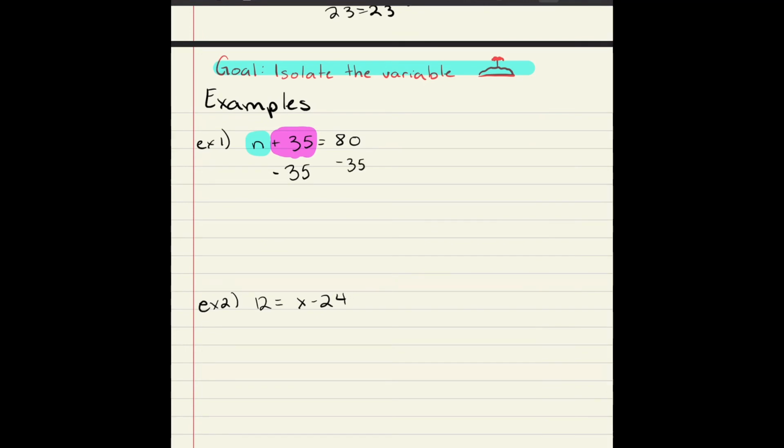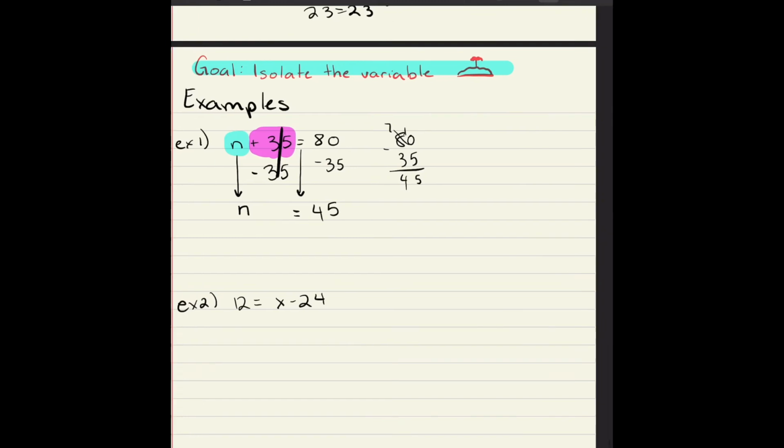And what I do to one side, I have to do to the other. So this cancels out. My n comes down, so I have n equals 35 minus 80. Oh no, 80 minus 35. So according to this, n equals 45.